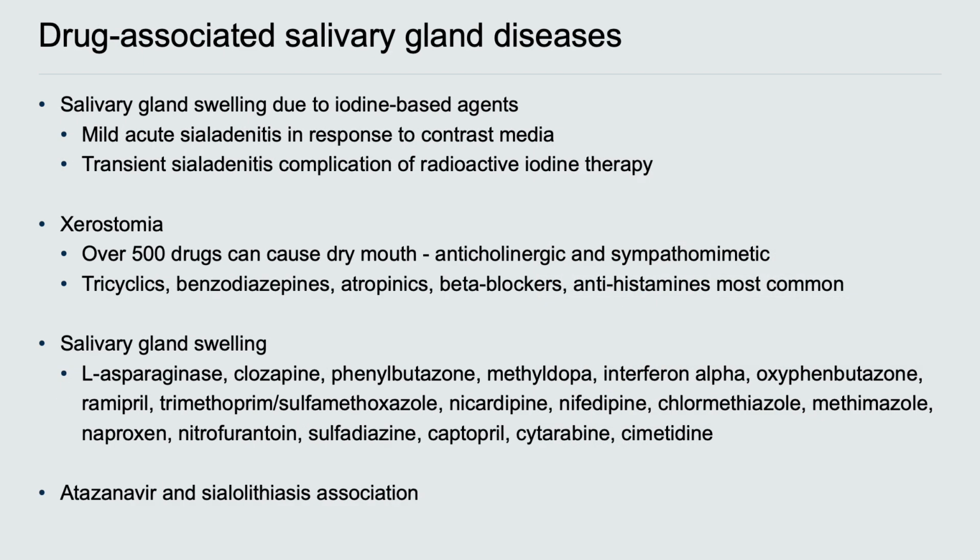A wide range of drugs can cause salivary gland disease. A transient and mild acute sialadenitis, sometimes termed iodide mumps, can arise in response to iodine-based contrast media. Similarly, radioactive iodine used for the treatment of thyroid cancer can cause salivary gland swelling and xerostomia that may arise within 24 hours of therapy and persist for a few weeks.